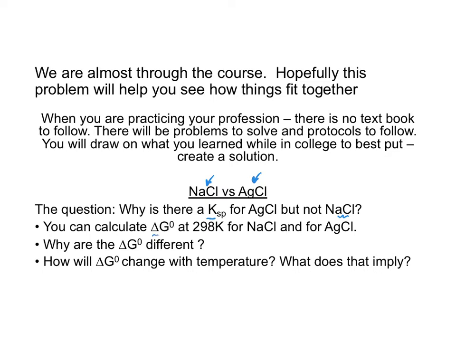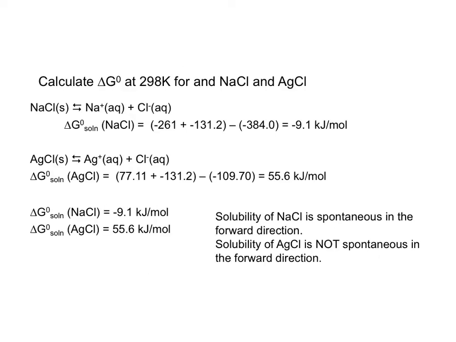We can calculate a delta G0 and try to find out why the delta G0 values are so different. And then we can also take a look at how that will change with temperature and what this implies. So here we have it. I can calculate the delta G0 at 298 for sodium chloride and silver chloride. For sodium chloride, my delta G0 turns out to be negative 9.1. For silver chloride, my delta G0 turns out to be 55.6.